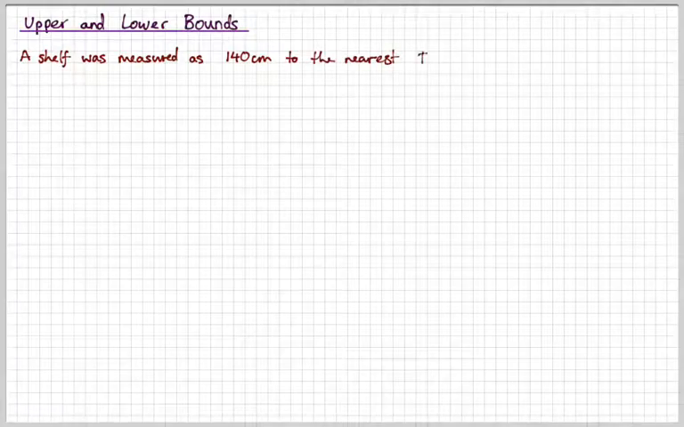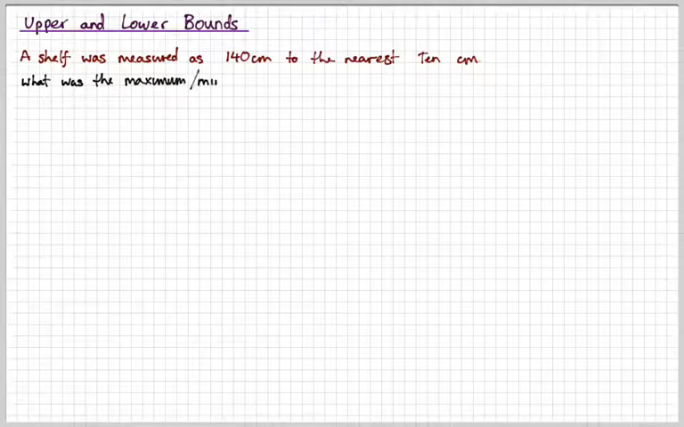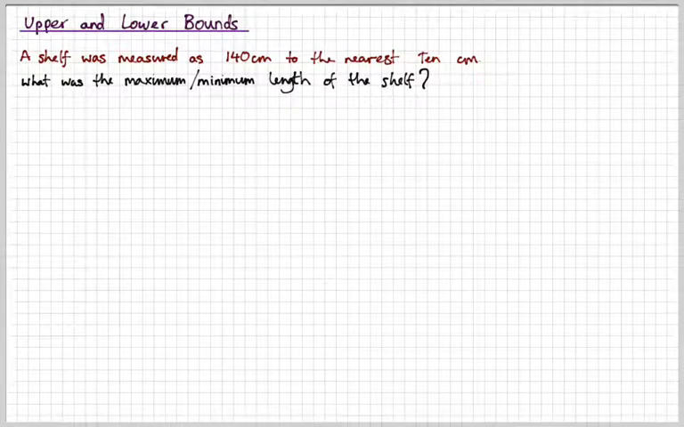Okay, so let's look at a question. A shelf was measured as 140 centimetres to the nearest 10 centimetres. What was the maximum and the minimum length of the shelf? Okay, now you have done this, as I said, so maybe have a think to yourself, see if you can answer this question without me. Okay, so what you might think about, well, to the nearest 10 centimetres.